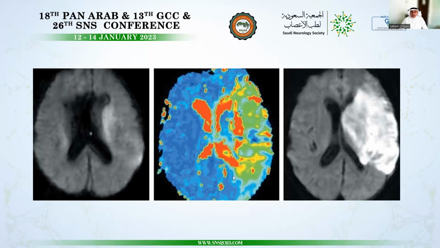However, if the perfusion defect is much larger, then this tells you that the diffusion area is what represents the dead tissue, while the perfusion defect represents the dead tissue plus the penumbra, or the salvageable brain, if you intervene at the right time with the right selection of patient population.